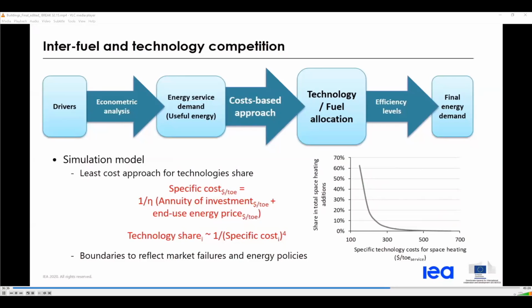In our model, we assume that the technology share will be proportional to 1 divided by the specific cost of this technology. This least cost approach is often the most used criterion to select the technologies, but it's also important to consider boundaries to reflect market failures, behavioral patterns, and energy policies. For instance, we can set a minimum target for heat pump to be installed if we consider that energy policies are pushing the development.